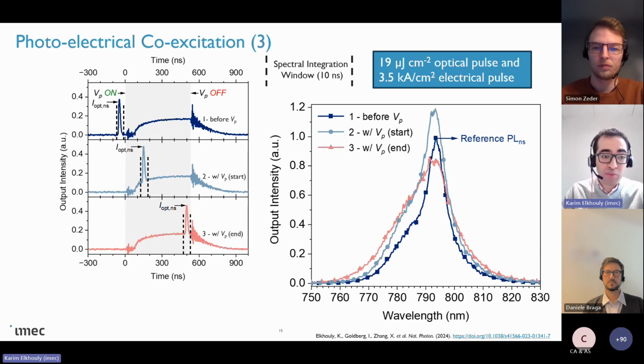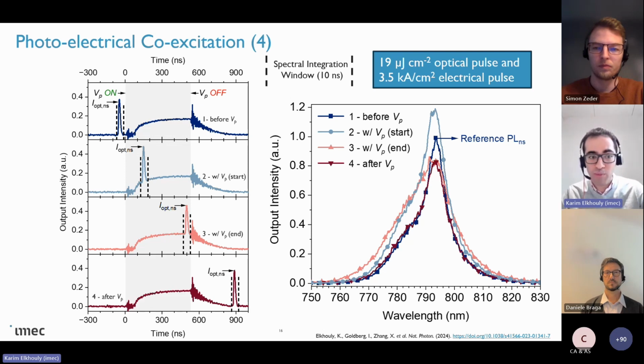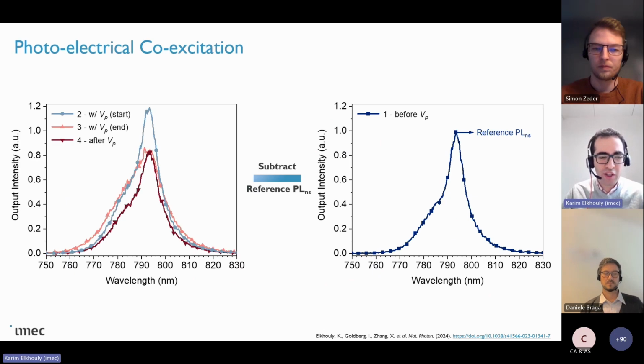And then if we look at the spectrum towards the end of the pulse, we see that actually it decreases significantly. And then if we look now at the spectrum when there is no overlap, when the optical pulse is after the electrical pulse, we see that it mostly recovers to the initial spectrum, not completely though, but mostly. So of course, it's very difficult to disentangle this. So we simply said, okay, we will get the first spectrum, the reference spectrum, and subtract it from all the others to see what is the difference that the electrical pulse made.